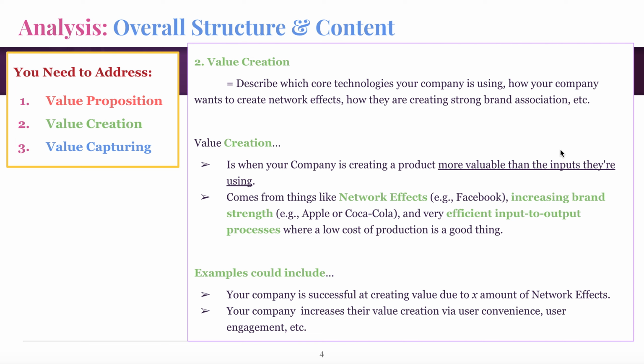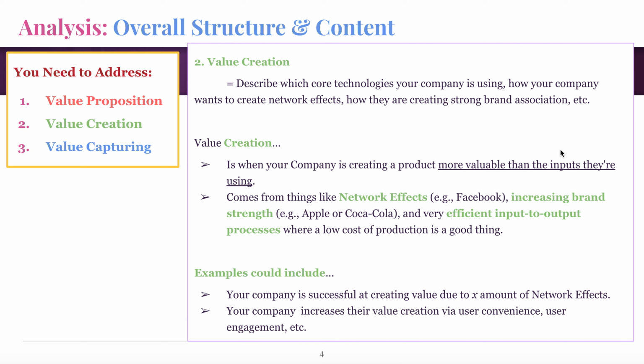But again, value creation can come from things like I just said, network effects, increasing your brand strength. So just very strong brand association. Obviously, when we see the Apple or Coca-Cola logo, we can automatically recognize it and even have some sort of feeling associated to it. And also very efficient input to output processes. So like I just said, the outputs basically are going to be more valuable than just the basic inputs that they're using. So low cost of production, which is a pretty normal thing in digital platforms specifically. There's really not that much cost because everything's virtual.